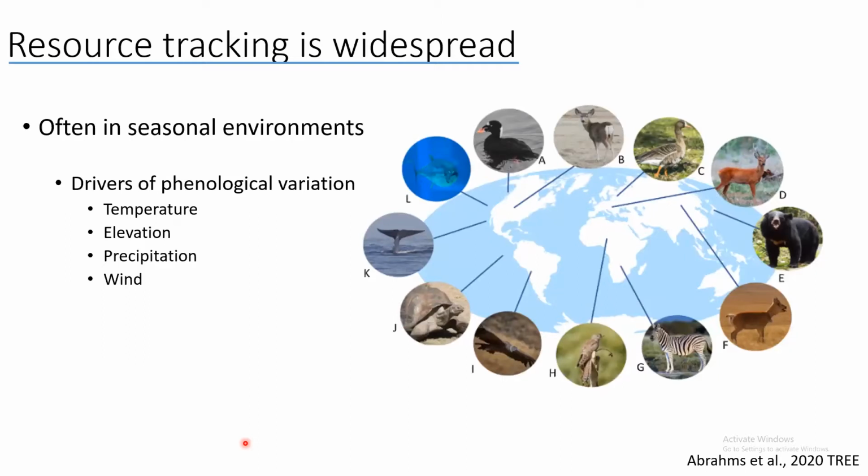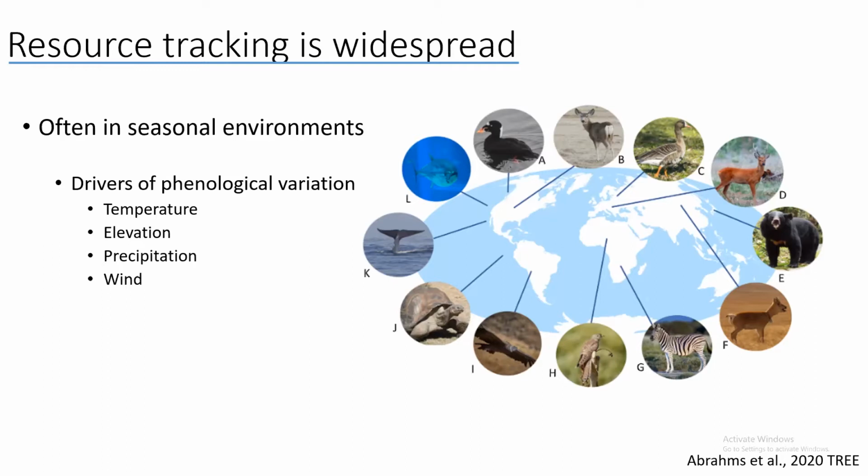And this typically occurs in environments that are seasonal. So if you always have food available, it doesn't really matter if a wave of resources comes through, because you can benefit from just staying in the same place. But if you're in regions where there's kind of a boom-bust cycle with food, then you really need to track these resource waves.